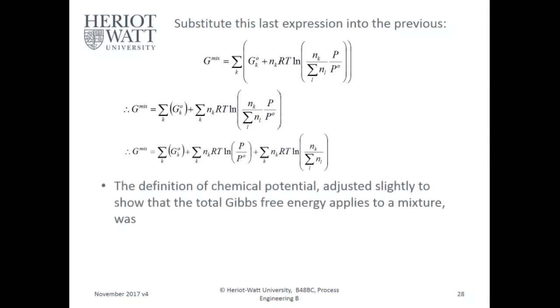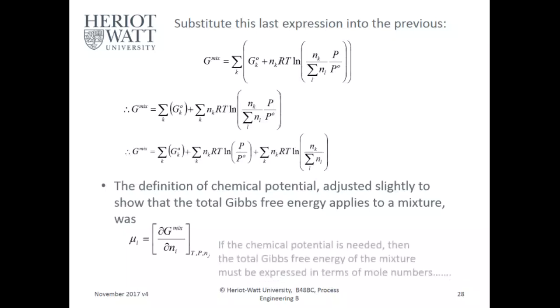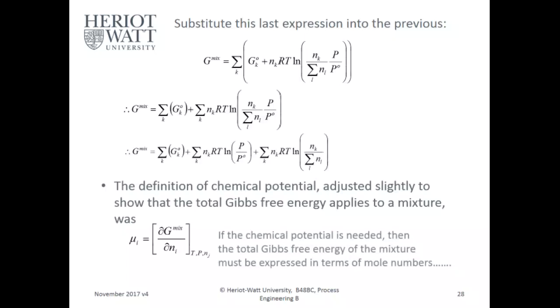Therefore, the definition of a chemical potential adjusted slightly to show that the total Gibbs free energy applies to a mixture was mu I equals the infinitesimal change in G of mix over the infinitesimal change in Ni at the specific temperature and pressure with I changing. If the chemical potential is needed, then the total Gibbs free energy of a mixture must be expressed in terms of mole numbers.